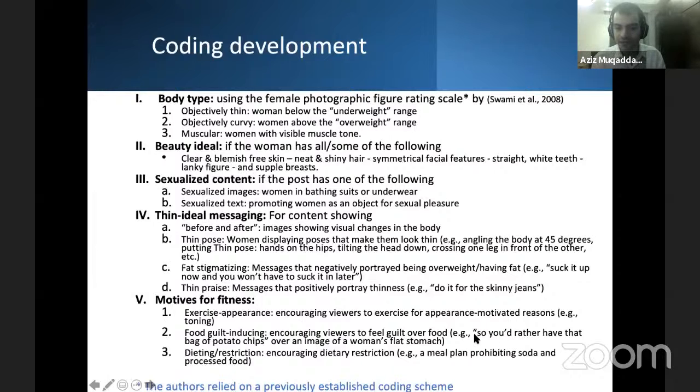So you would show, for example, an image of a woman's flat stomach, and then they would say, "Oh, so you'd rather have that bag of potato chips, right?" So you see, it's about inducing guilt about eating a bag of potato chips. And finally, the last category is dieting restriction, which is encouraging diet restriction by talking about specific meals or quitting soda or quitting sugar, things like that. Okay. So these are the categories defined explicitly.